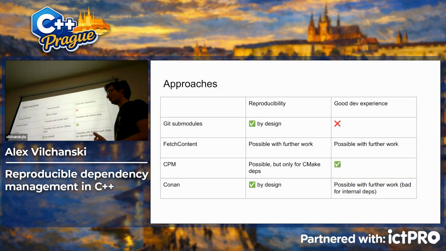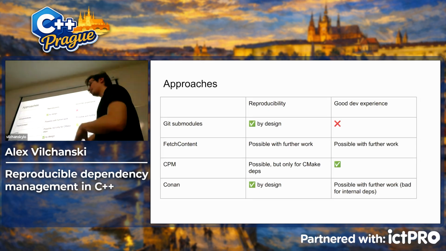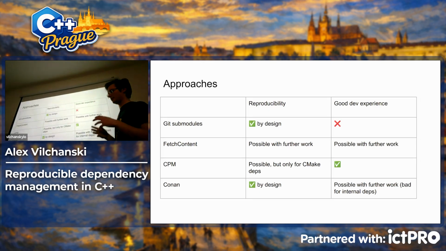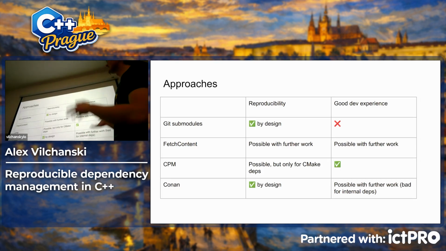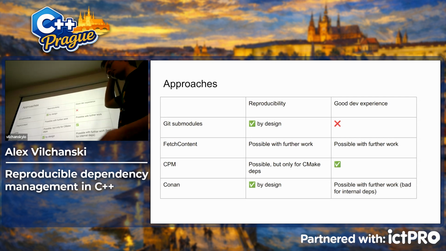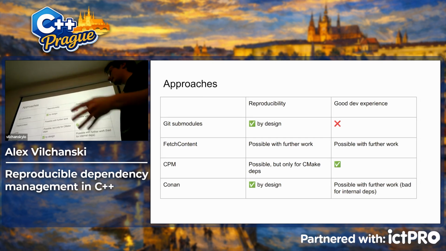For example, using System Package Manager, yeah, that works if you use some kind of Dockerized setup. If you don't, then it's a free-for-all deathmatch, basically. It works on my machine, but it does not work on Click's machine. So with Git submodules, yeah, reproducibility is by design great. Yeah, just works. Good dev experience, not really, as I said.